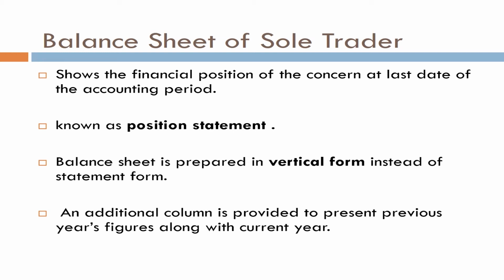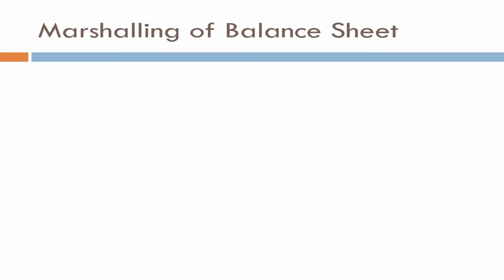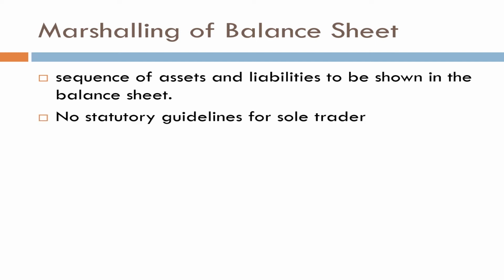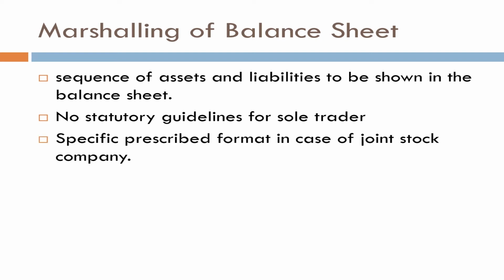Now, what do you mean by marshalling of the balance sheet? Marshalling of the balance sheet means the sequence of assets and liabilities to be shown in the balance sheet. In case of a sole proprietor, there are no statutory guidelines for the sequence or order of assets and liabilities. But in case of joint stock companies, there is a specific pro forma prescribed by the Companies Act.